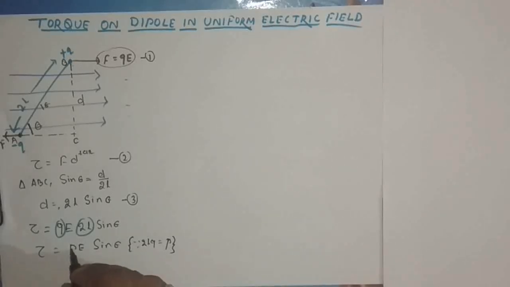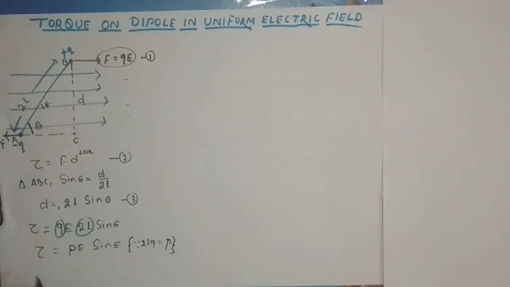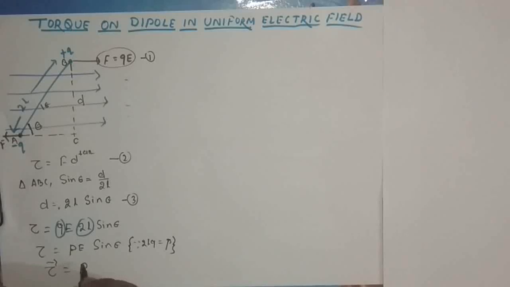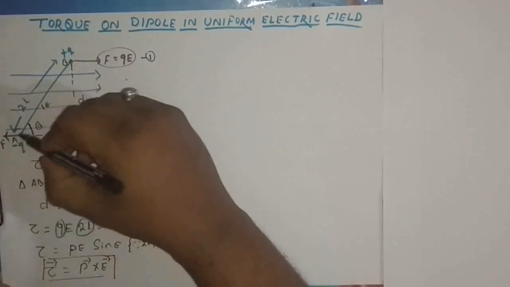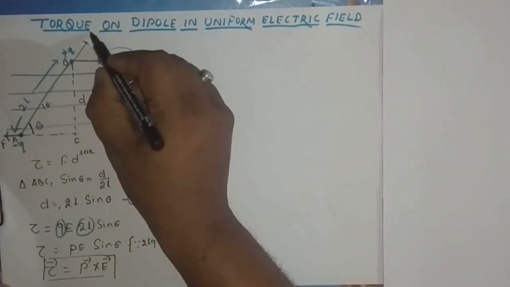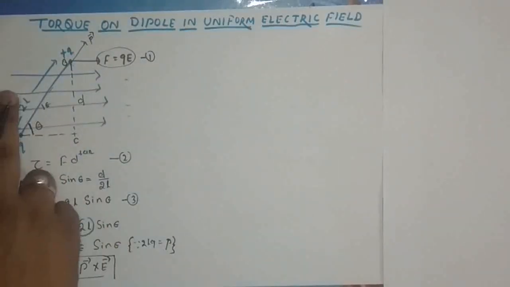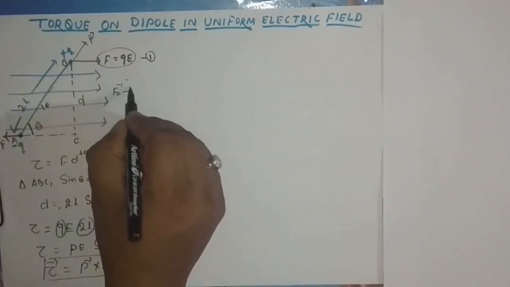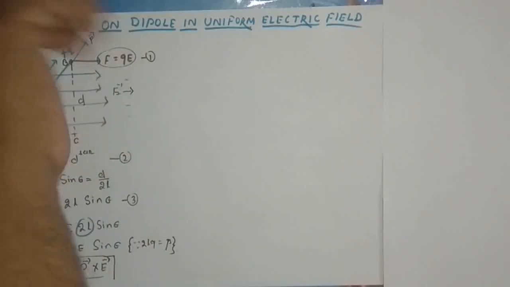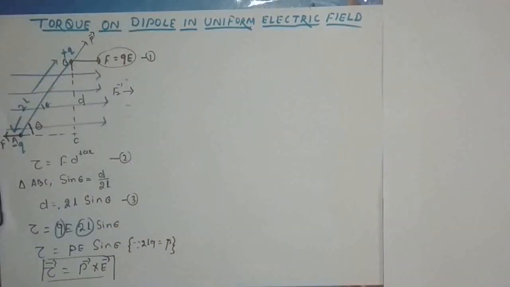My question now is, what is its vector form? This is the scalar form. So in vector form, torque is equal to p cross E. How to know its direction? This is the p direction, the dipole moment from minus to plus. This is the electric field direction. Now p cross E for our case, the torque direction is downward.